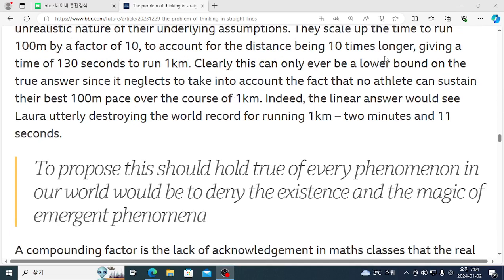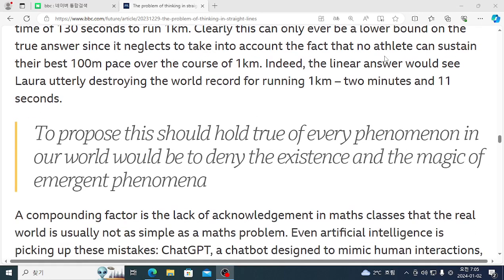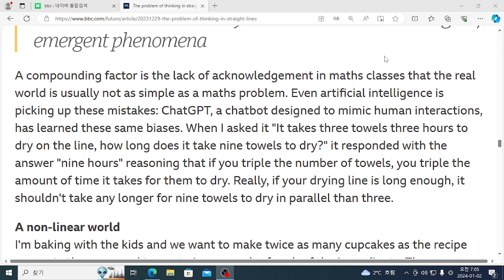Clearly, this can only ever be a lower bound on the true answer, since it neglects to take into account the fact that no athlete can sustain their best 100-meter pace over the course of 1 kilometer. Indeed, the linear answer would see Laura utterly destroying the world record for running 1 kilometer, 2 minutes and 11 seconds. A compounding factor is the lack of acknowledgement in maths classes that the real world is usually not as simple as a maths problem.